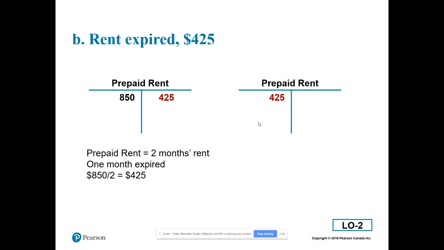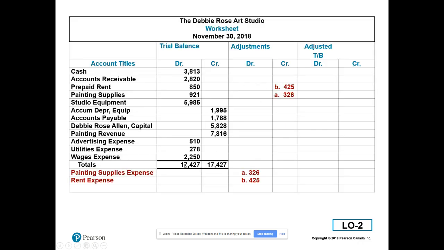So what that means is that it's paying for November, plus it's paying an extra month for when we decide to end the lease. Now that November is finished, we have to recognize that we've used up one month of this rent. So my prepaid rent account is going to decrease by $425, and the rent expense is going to increase by $425. So I'm going to credit my prepaid rent and debit my rent expense.